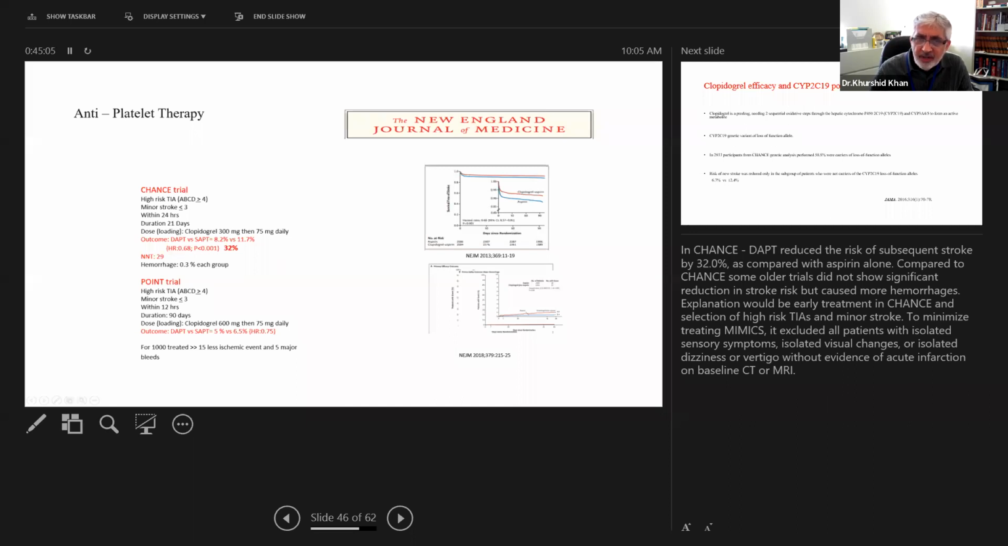In the POINT trial, the treatment was for 3 months, but further analysis has shown that you will realize the maximum benefit in the first 3 weeks. So usually 21 days of dual antiplatelets suffices.